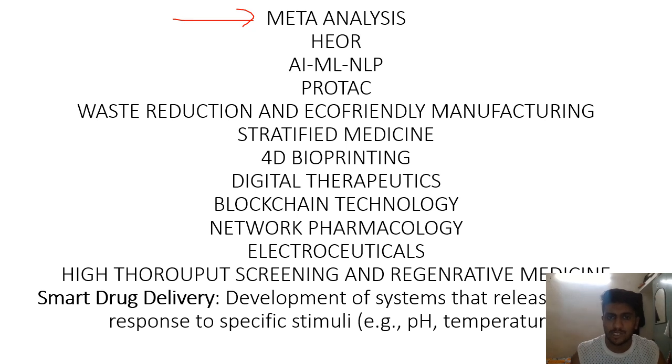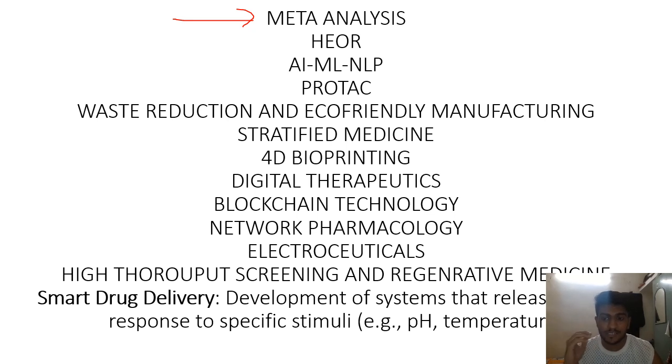Then we have PROTAC, which is proteolysis targeting chimeras. They are basically used to remove a particular protein that is very harmful. Like, so we have gene editing, gene manipulation, gene augmentation techniques like CRISPR-Cas, that is clustered regularly interspaced short palindromic repeats, Cas9. So there are different techniques for that, right? So blockchain technology is also nowadays a very blooming field.